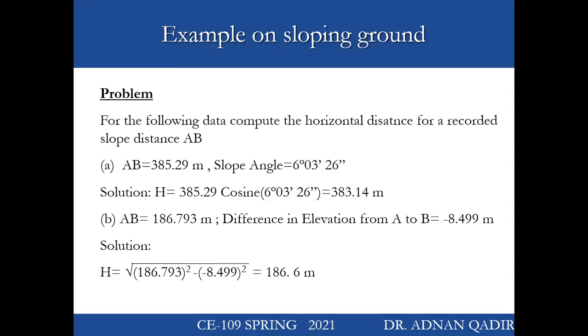So that is the actual horizontal distance, and similarly for difference in elevation, you always apply this formula. If this AB is known to you and the difference in elevation between point A and B is known to you, you can always use the Pythagoras theorem to come up with this distance, the true horizontal distance.